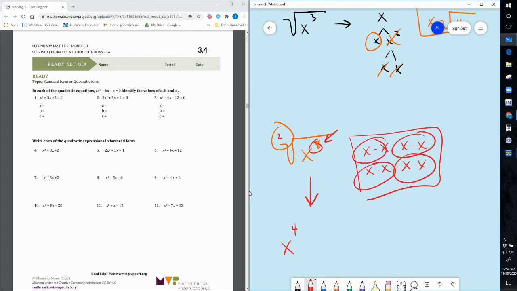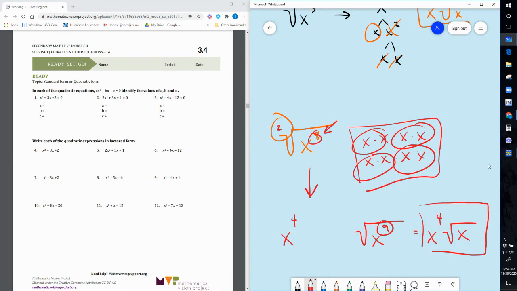Okay, let's say that I did the square root of x to the 9th. You would still say, okay, I'm going to pull out 4 pairs. So on the outside, I'm going to have x to the 4th. But I'm going to have 1 left over because I'm going to have 9 x's. So that would be my answer instead. Okay? So you have x to the 4th on the outside, and 1 left on the inside.